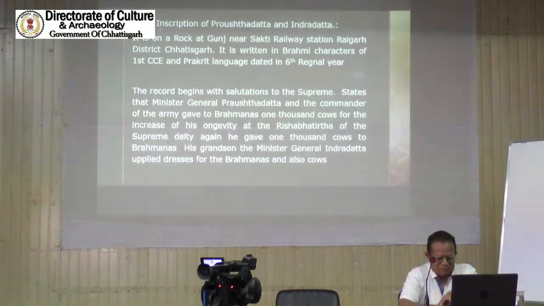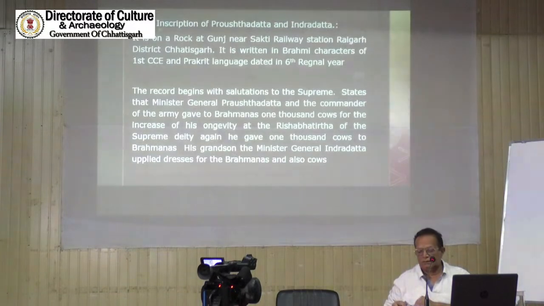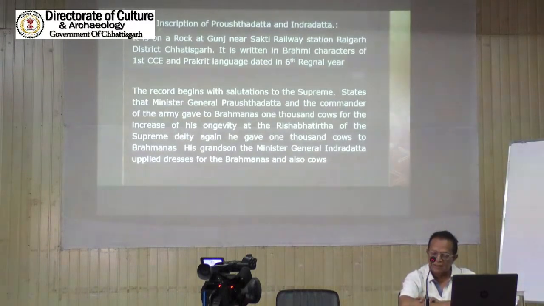And another very important one is the Gunji inscription, again in Brahmi characters. It is on a rock near the Sukti railway station, Raigad district, Chhattisgarh. It's written in characters of the 1st century Common Era, in the Prakrit language.